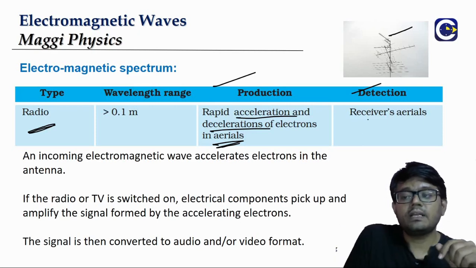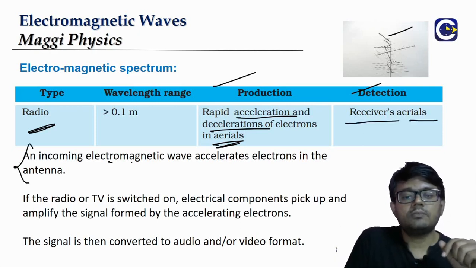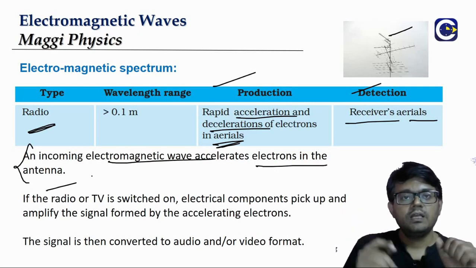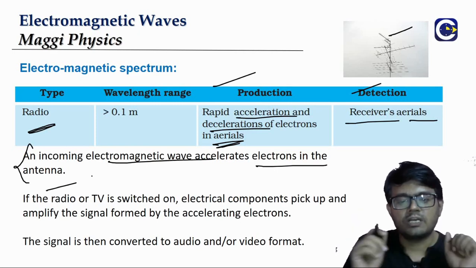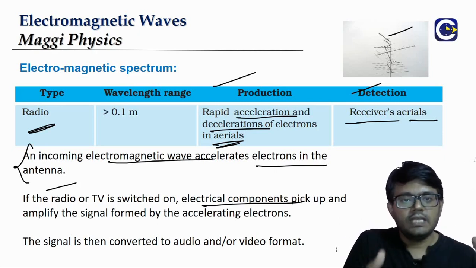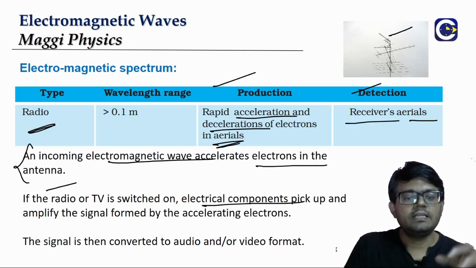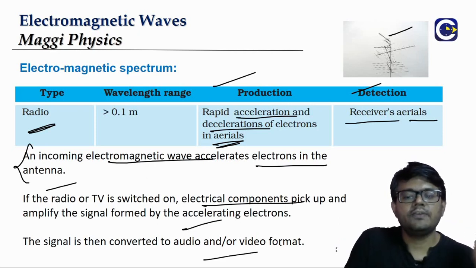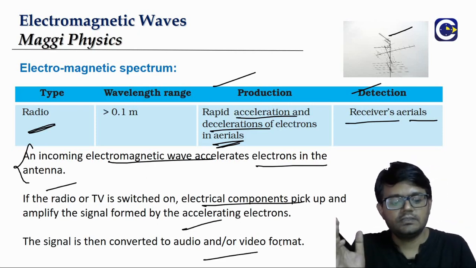On the other side, there will be a receiver antenna. The incoming electromagnetic waves will accelerate the electrons in the receiver antenna. Okay? When you switch on the radio or TV, the electrical components inside will pick this up and then amplify the signal. The signal will be converted into either audio format or video format. That is how we detect it.